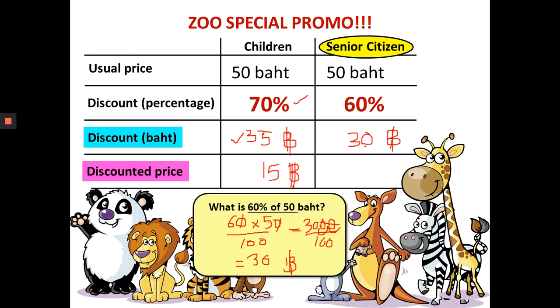Now, if the discount is 30 baht, how much is the new price? 50 minus 30 is 20. So the senior citizens will have to pay 20 baht and the children will pay 15 baht instead of 50 baht. All right, so that's how to compute a discount.